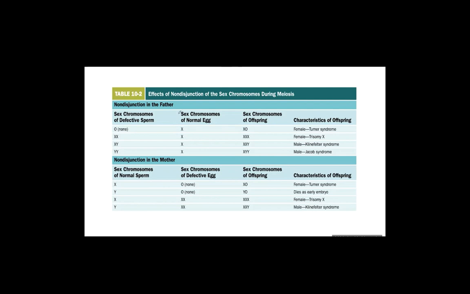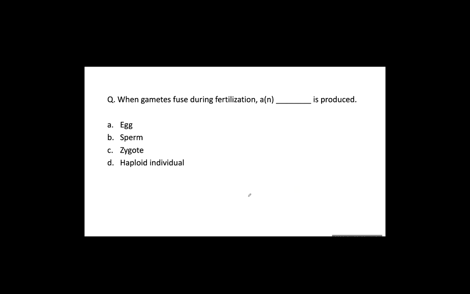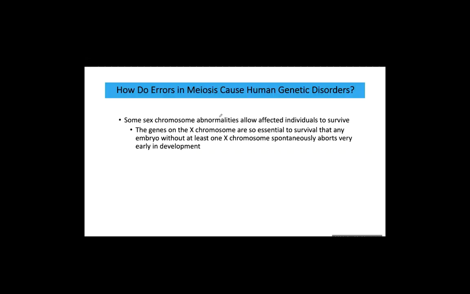Once non-disjunction occurs on the sex chromosome during meiosis, what kind of disorder can a human have? Okay. We will see the figure. Let's solve this question. When a gamete fuses during fertilization, a zygote is formed. Now you're more familiar with this word and the word fertilization. Now continue to non-disjunction. How do errors in meiosis cause human genetic disorders? The genes on the X chromosome are so essential to survival that any embryo without at least one X chromosome spontaneously aborts very early in pregnancy.